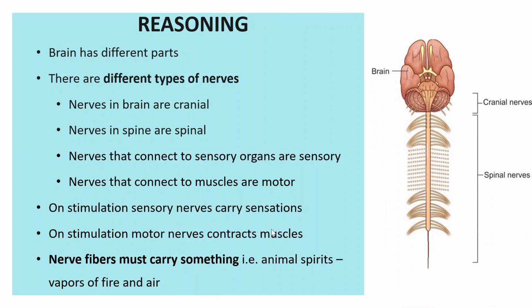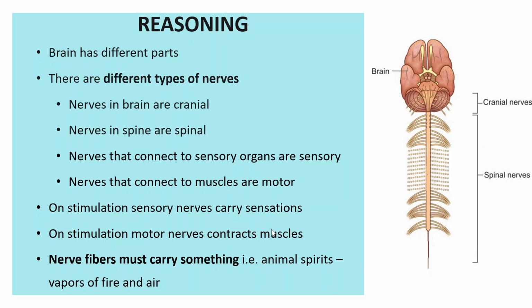Okay, but they found out that the brain has different parts, and all these parts are distinct from one another but connected to each other. Okay, and there are wire-like structures called nerves, and there are different forms of nerves. Some nerves are in the brain, we call them cranial nerves. Some nerves are in the spine, we call them spinal nerves. Okay, and nerves also connect sensory organs.